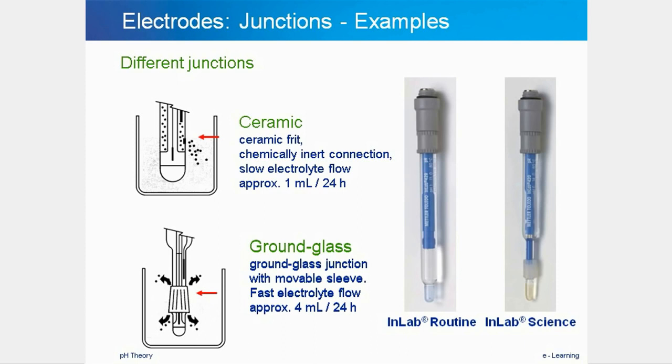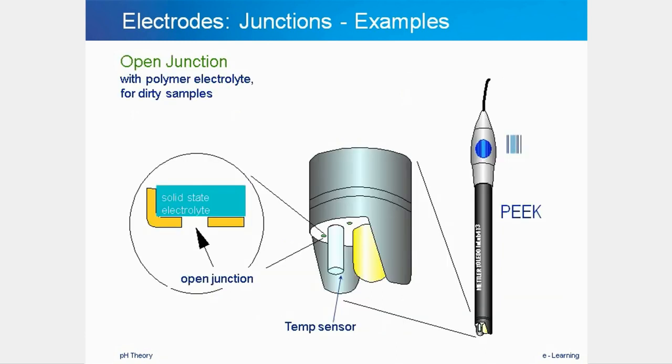In the slide, two example photographs can be seen. The standard ceramic frit electrode, the InLab 412 on the left, and the InLab 420 on the right with the ground glass junction. A third option for the junction is the open junction, which has no barrier between the inside and the outside of the reference element. As you can imagine, this is only possible if the inside of the electrode is a solid polymer electrolyte. Because of this solid polymer, the flow of the electrolyte can be controlled during the measurement and no complete loss of the electrolyte solution takes place.